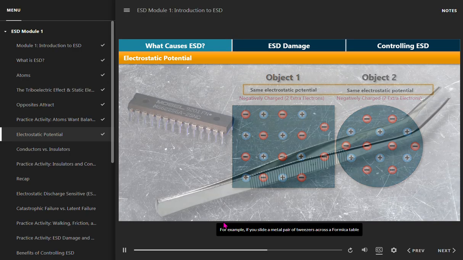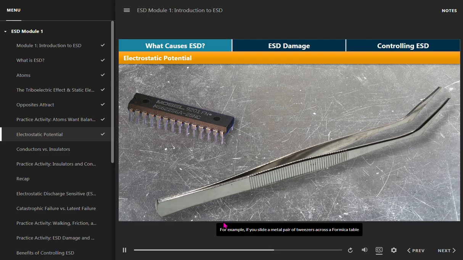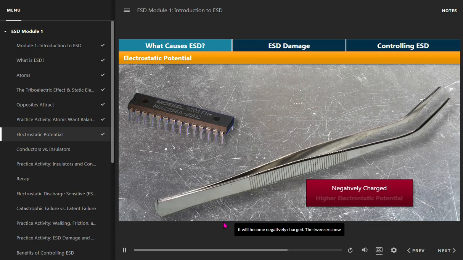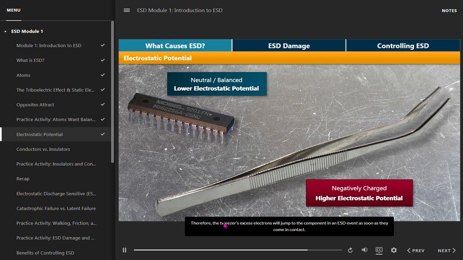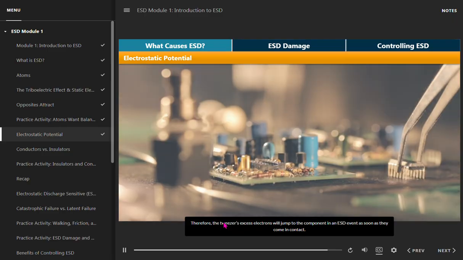For example, if you slide a metal pair of tweezers across a formica table, it will become negatively charged. The tweezers now have a higher electrostatic potential than a component with a neutral charge. Therefore, the tweezer's excess electrons will jump to the component in an ESD event as soon as they come in contact.